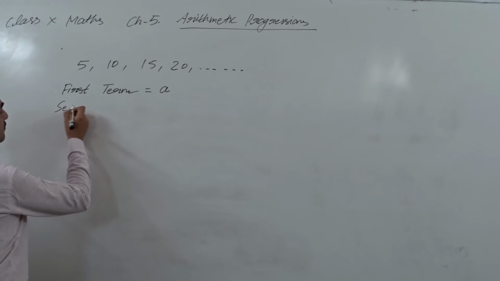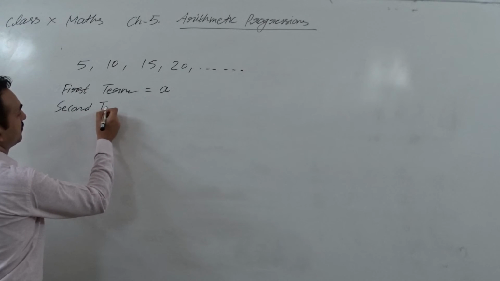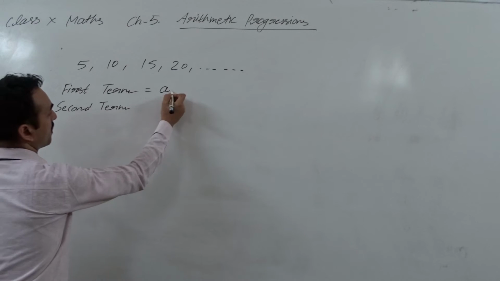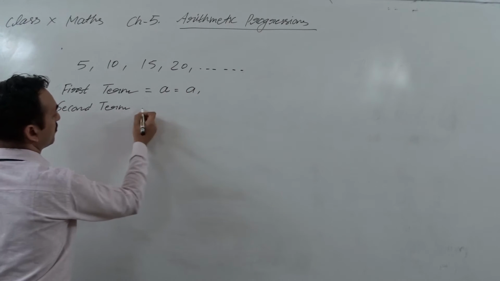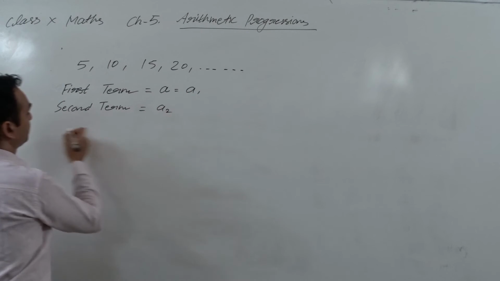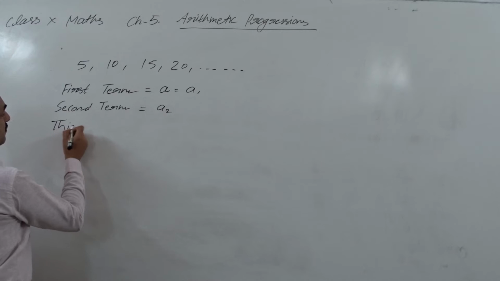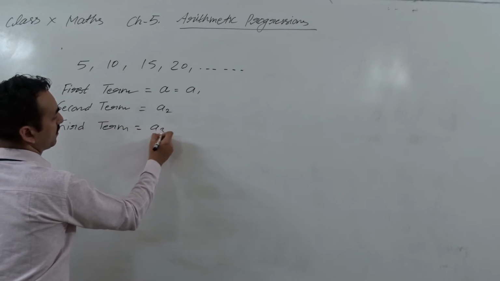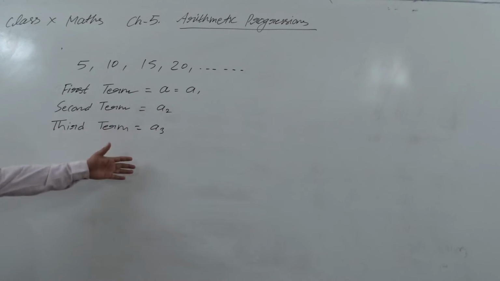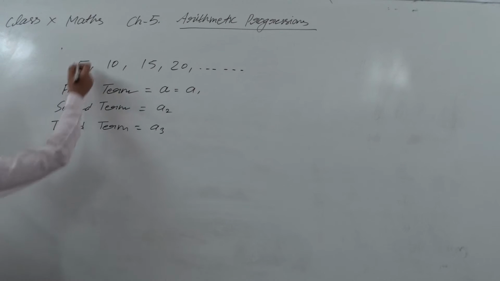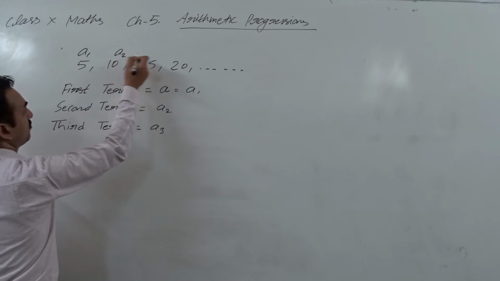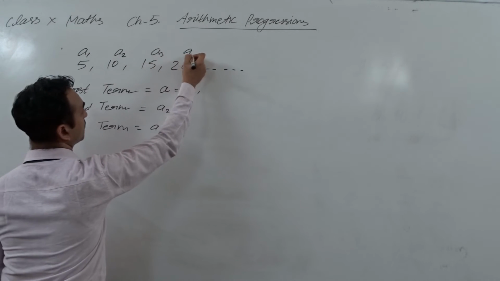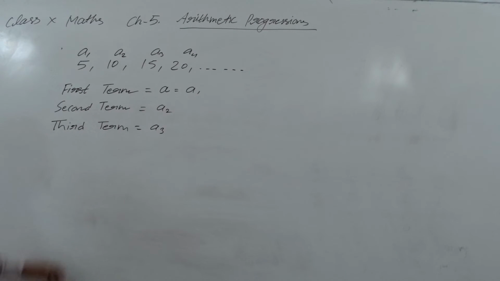The second term is also called A1. This is A2. The third term is A3, then A4, A5, A6. So this is A1, this is A2, this is A3, this is A4, and so on we can write.